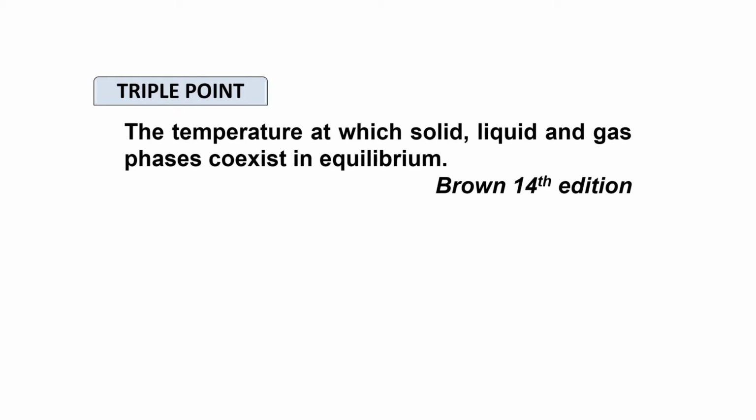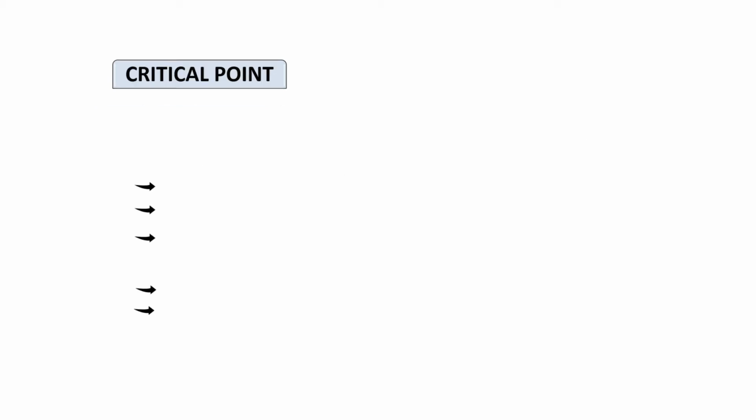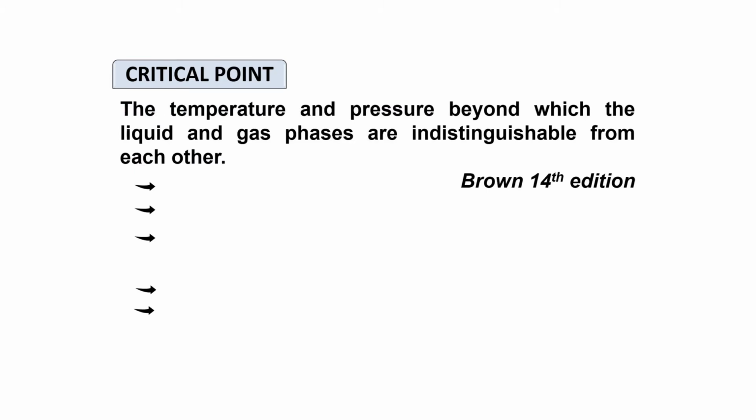So what is the definition of the triple point? According to Brown, 14th edition, the triple point is defined as the temperature at which solid, liquid and gas phases coexist in equilibrium. So what about the critical point? According to Brown, 14th edition, the critical point is defined as the temperature and pressure beyond which the liquid and gas phases are indistinguishable from each other.